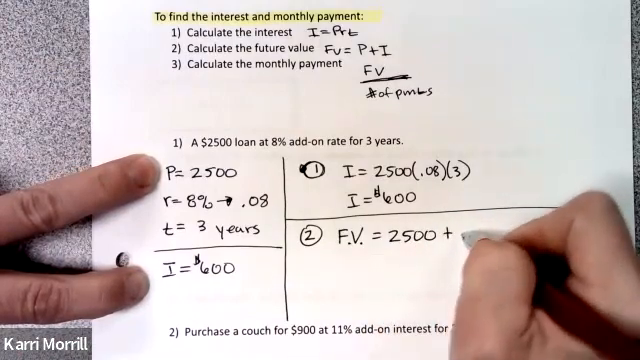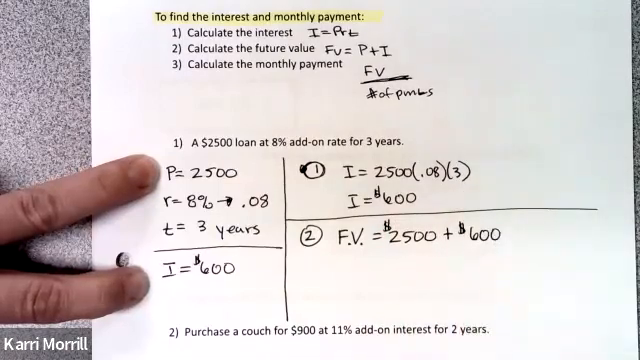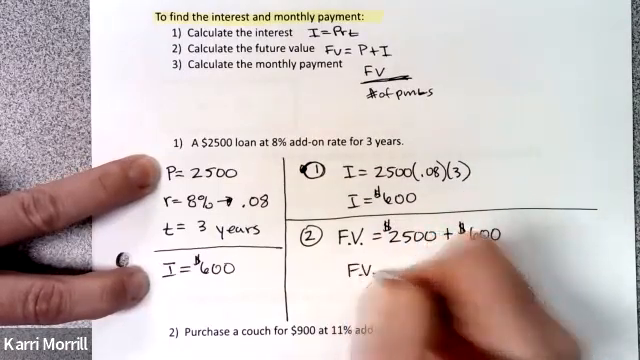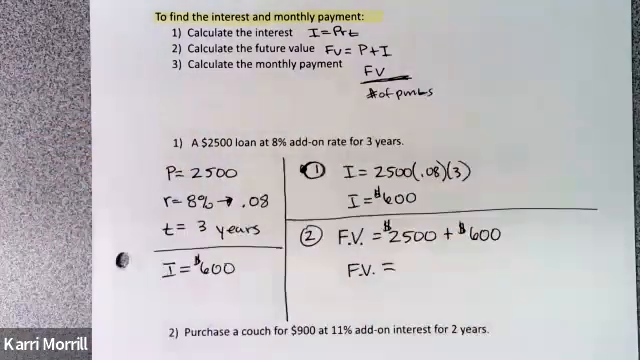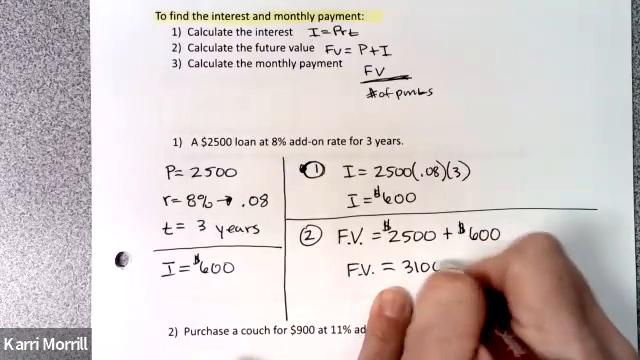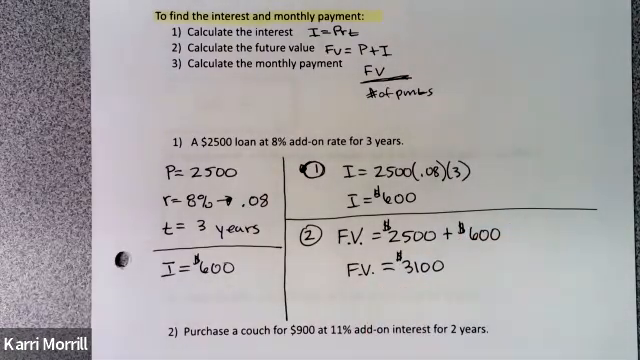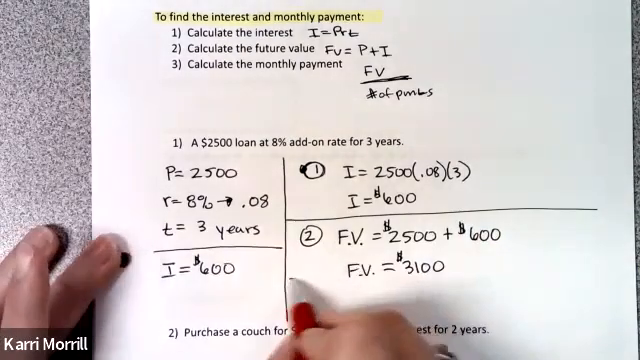2,500 plus 600. So the future value, or you could put the letter A there, was $3,100? So we have to be able to find the interest to find the future value, so we can find what the monthly payments would be if you paid that out for 3 years.